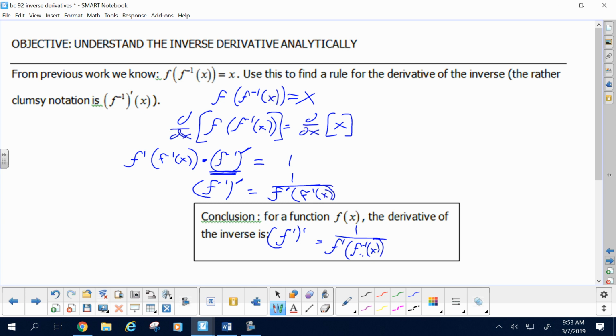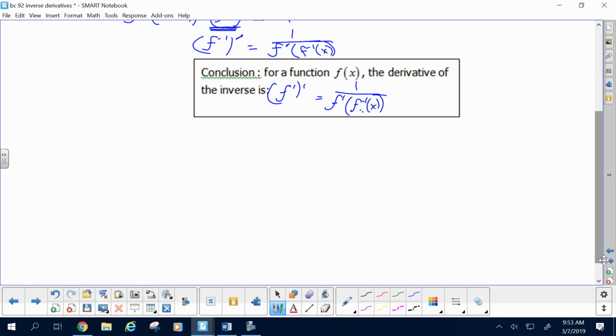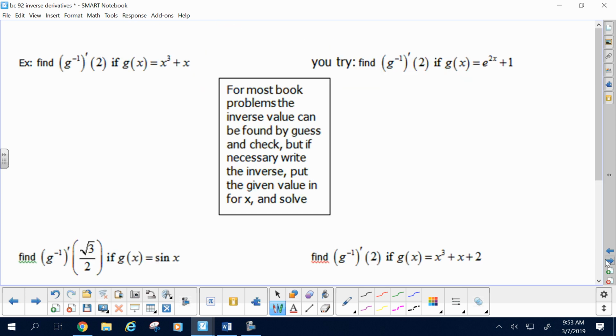The derivative is not hard for anybody. This takes some getting used to, but once you get used to it, you'll find these are pretty straightforward. So this is maybe what a question might look like: what is g inverse's derivative at 2, given that the original function g is x cubed plus x? This is also what my work should look like.